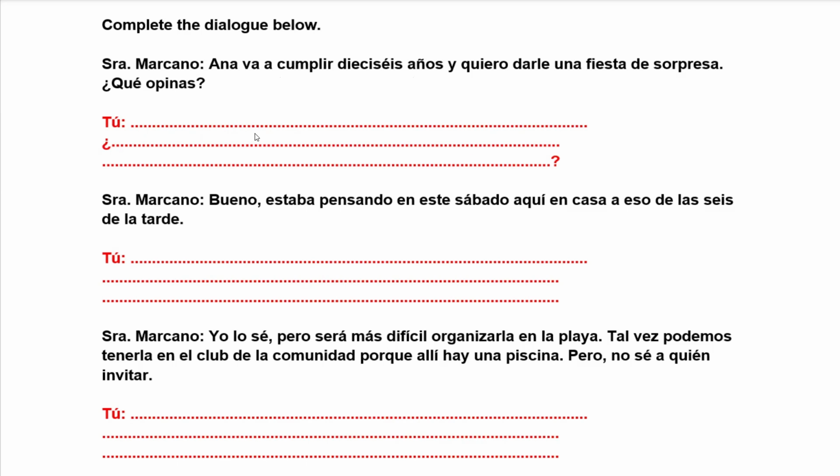And remember, for the information that you need to include, you have to look at the cues first to have an idea of what you need to say in these spaces. But first, we're going to read what Señora Marcano says here.